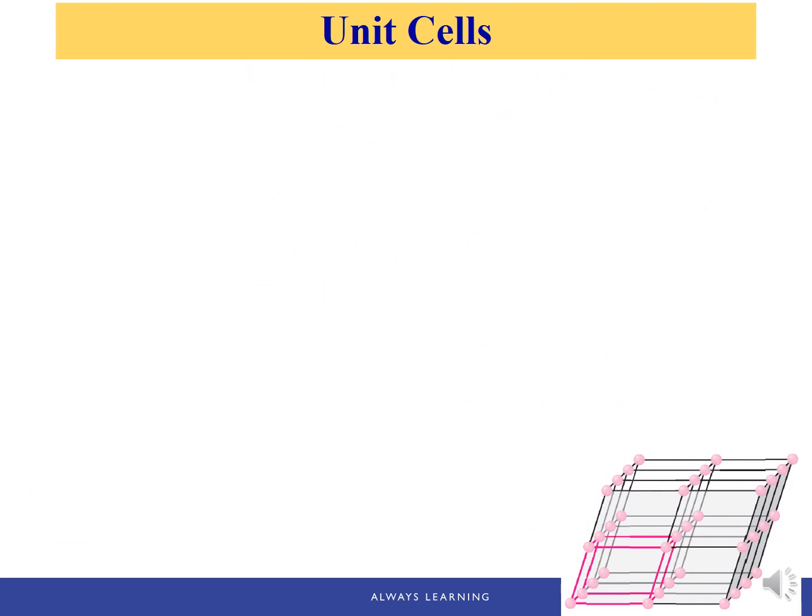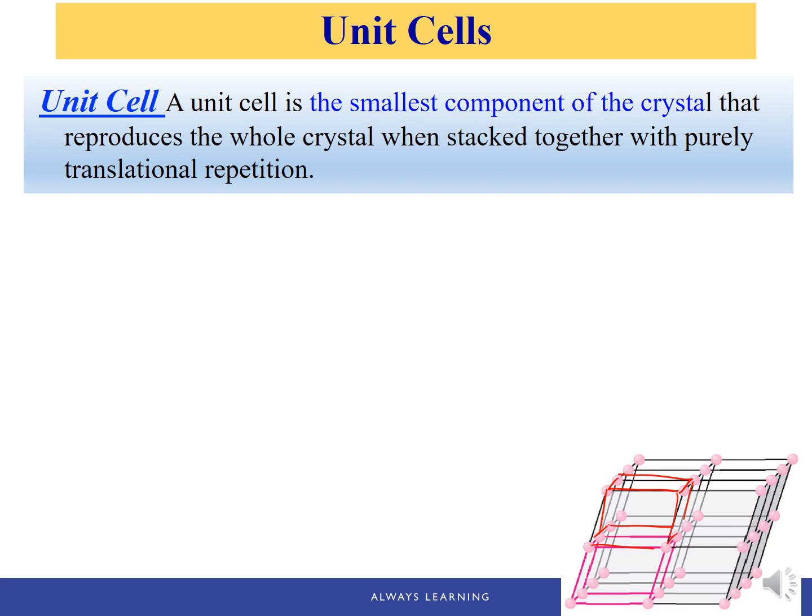The atomic order in crystalline solids indicates that small groups of atoms form a repetitive pattern. Thus, in describing crystal structures, it is often convenient to subdivide the structure into small repeat entities like this. We just choose one unit from the entire structure, and this is called a unit cell. The unit cell is the smallest component of the crystal that reproduces the whole crystal when stacked together with purely translational repetition. So the unit cell is the basic structural unit or building block of the crystal structure, and defines the crystal structure by virtue of its geometry and the atom positions within.